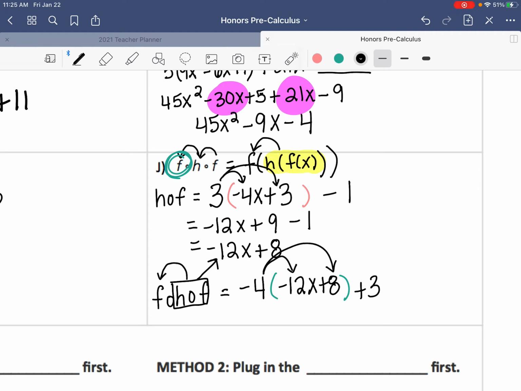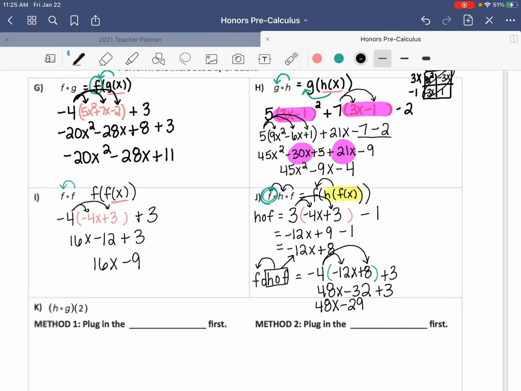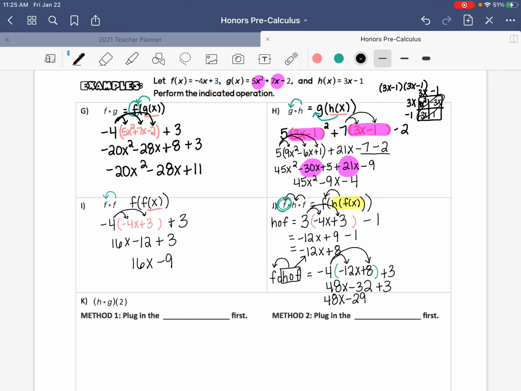So I'm going to distribute. So that's going to give me a positive 48x minus 32 plus 3. And then my final answer here is going to be 48x minus 29. Okay? So you really are looking for the pattern. So you start from the inside and work your way backwards.